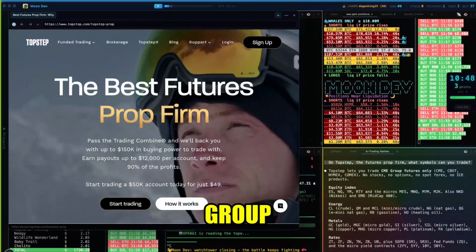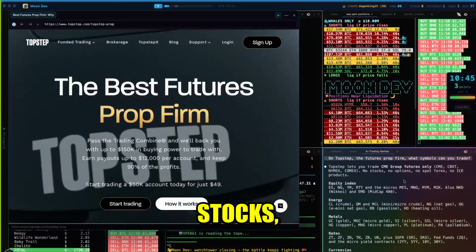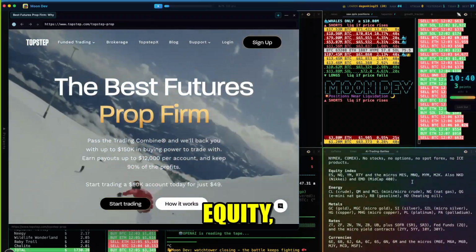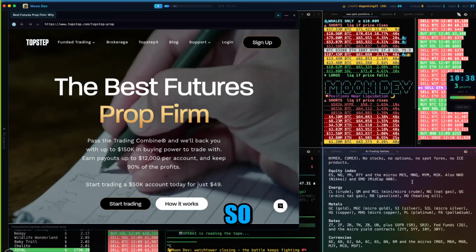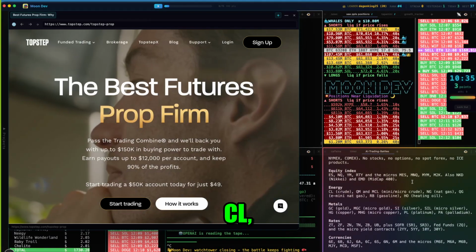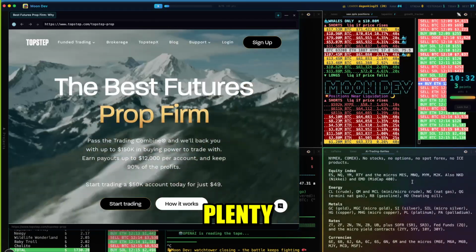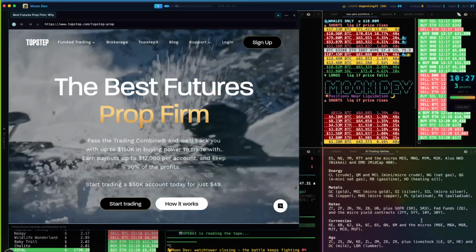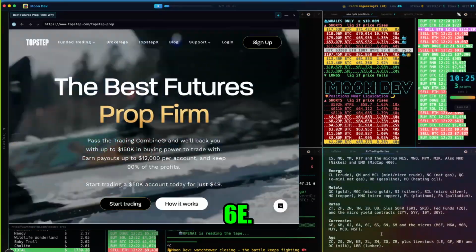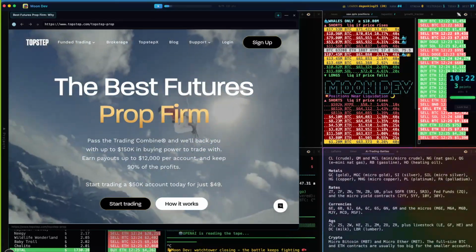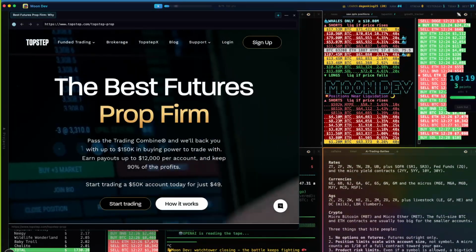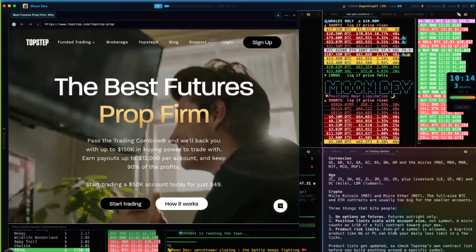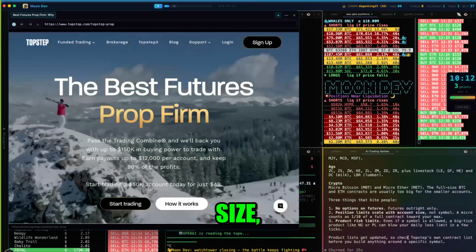TopStep lets you trade CME Group futures only. No stocks, no options, no spot forex, no ICE. Equity: ES, NQ, YM, RTY. So all of them essentially. Energy: CL, QM. Metals: GC. So you've got plenty of exposure here. I wonder if there's any BTC. Currencies: 6E. Crypto: Micro Bitcoin, Micro Ether. Three things that bite people: no options on futures, futures outright only, and position limits scale with account size, not symbol.